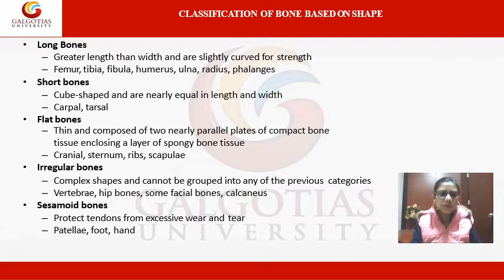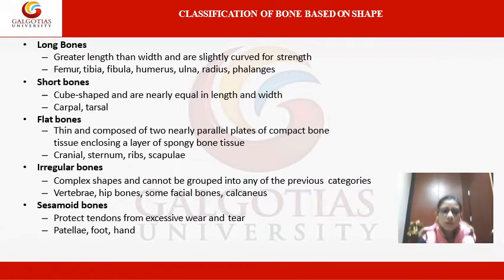So in this slide, you can see classification of bone based on their shape. First one is long bone. Long bones are bones which have greater length as compared to their width, and they are slightly curved in between for providing them strength so that they can bear weight easily. Examples of long bones are femur, tibia, fibula, humerus, ulna, radius, and phalanges.